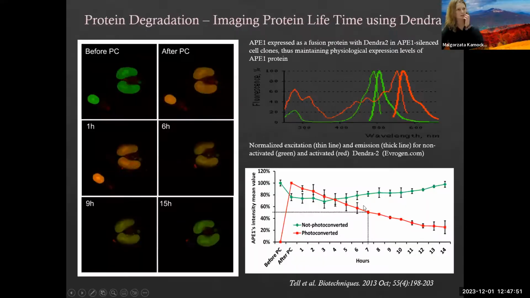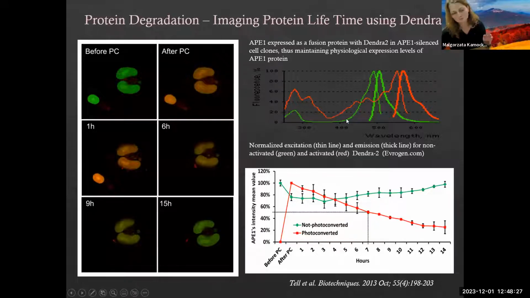So with Dr. Vascotto's, we used Dendra-2, as I said, and he actually expressed APE1 as a fusion protein with Dendra-2 in APE silent cell clones. So it was very important to do that because we wanted to maintain physiological expression level of the protein. So if you have, let's say, a fusion protein with GFP, typically it is synthesized on top of non-fluorescent proteins. So you generate non-physiological levels, concentration of this protein. So you should be careful with this type of imaging.